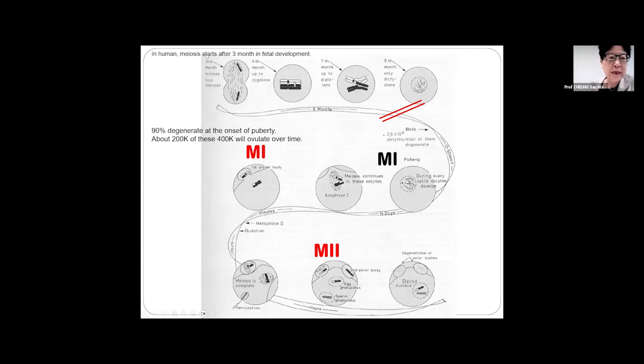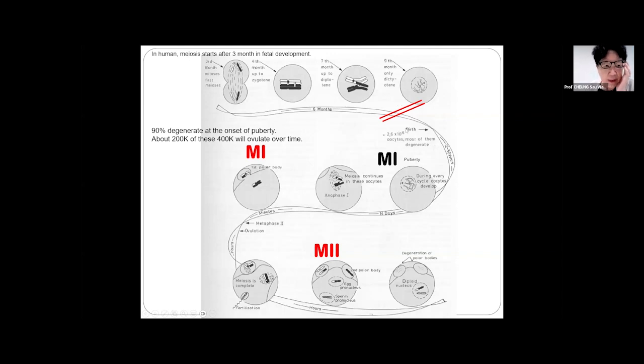So in humans, meiosis starts after 3 months in fetal development. In the 3rd month they have the first meiosis, and then in the 4th month they get into zygotene, and then in the 7th month they go to diplotene. At the diplotene stage, they become arrested, and we call this dictyotene, D-I-C-T-Y-O-T-E-N-E, and then they become arrested.